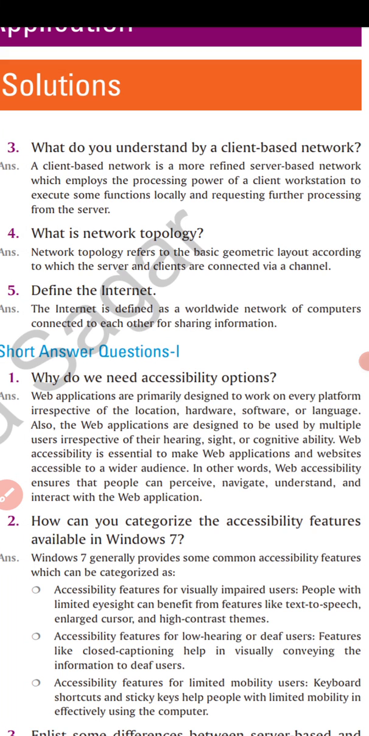If you want to use the internet, that means you want to access the information, that means you want to share the information. So for sharing information, the internet is defined as a worldwide network.